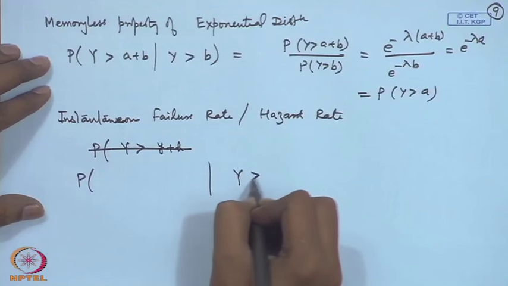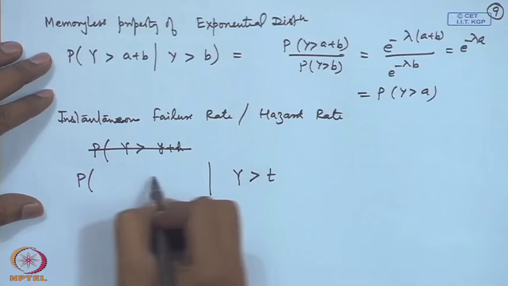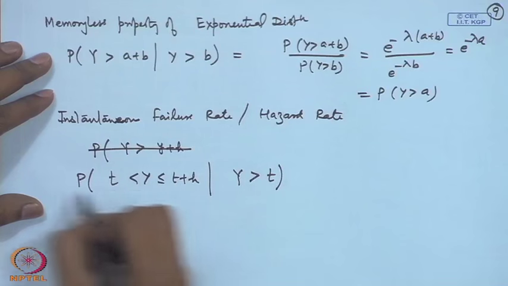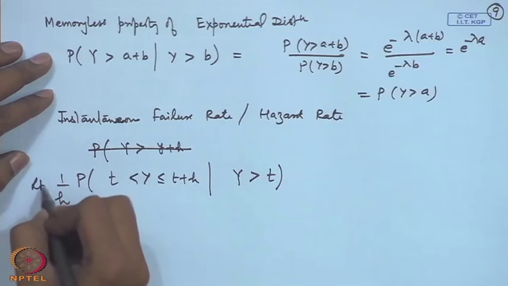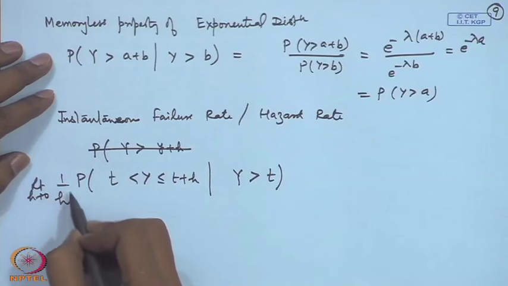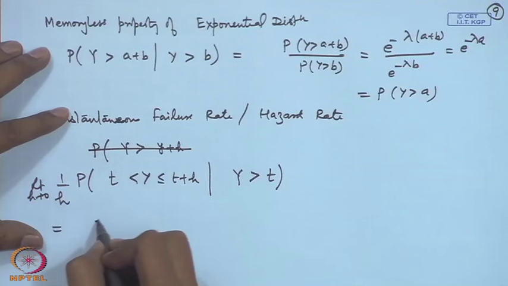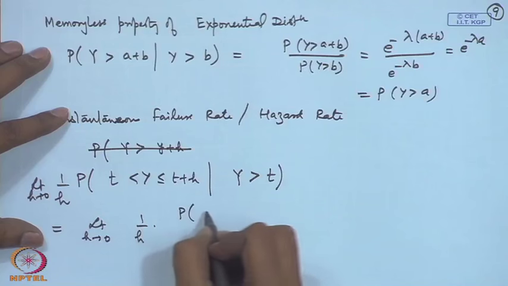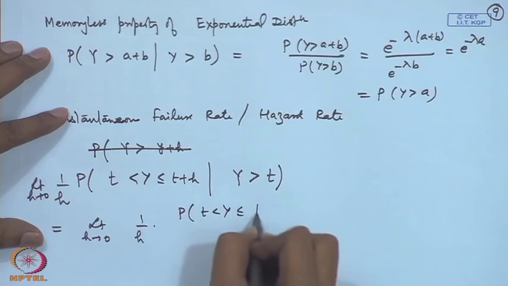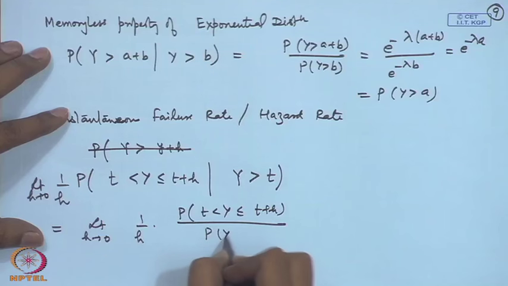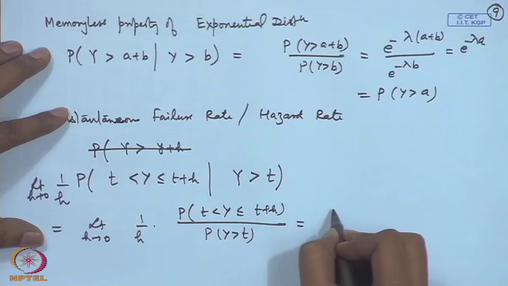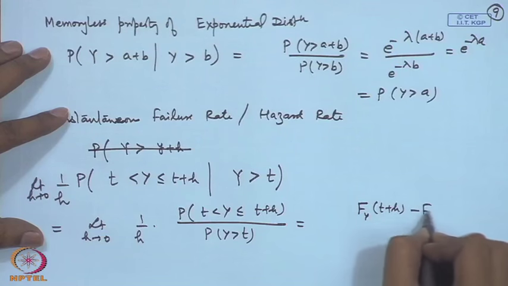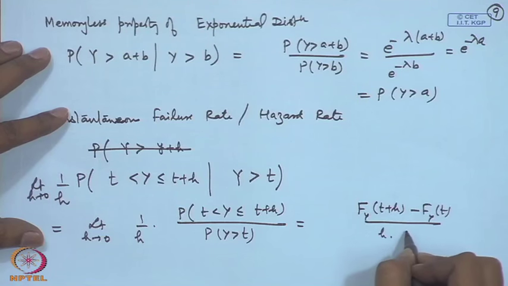suppose the system is working till a particular time t and it fails immediately after that, and I consider the rate here, so I divide by h and then take the limit as h tends to 0. What is it equal to? This is the limit as h tends to 0 of 1 by h, and this term becomes simply the probability of t less than Y less than or equal to t plus h divided by the probability of Y greater than t. The numerator here is in terms of the CDF, so that is F(t plus h) minus F(t), divided by h into 1 minus F(t).